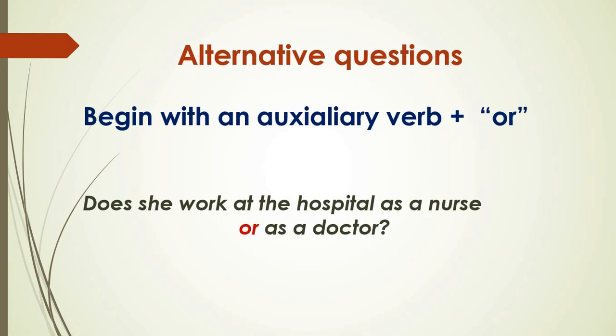Alternative questions begin with an auxiliary verb and contain "or". Like any question, this interrogative sentence offers a choice between two objects, persons, properties, actions, etc. For example, does she work at the hospital as a nurse or as a doctor? You will choose one variant.